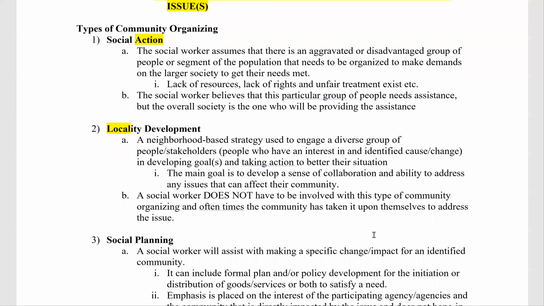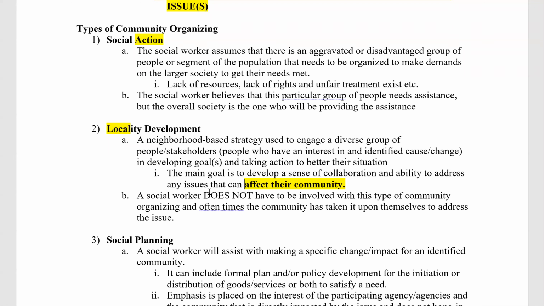So, locality development is where locals and/or neighborhoods are trying to solve an issue for just their community. They are not advocating for other communities. They are focused on their local community in the particular situation. So the main goal is to develop a sense of collaboration and ability to address any issues that could impact their community. And again, it's important to remember locality development is focused on only improving their local area.